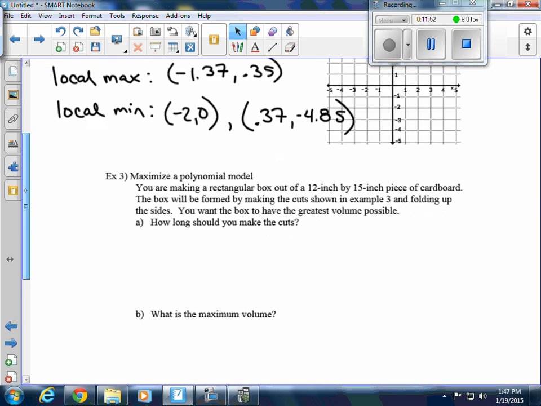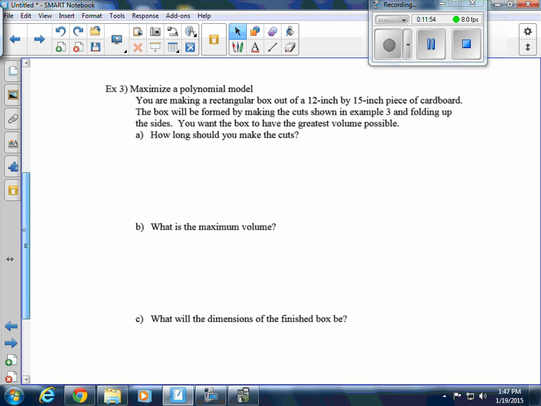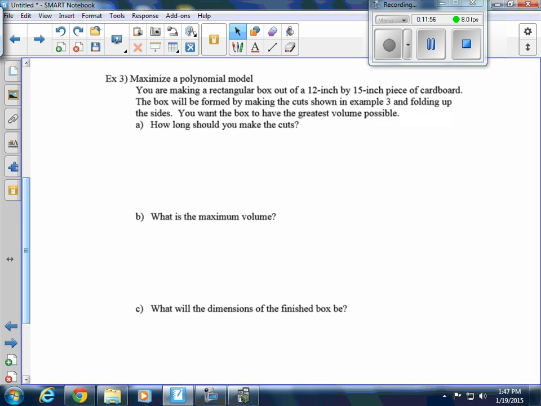In example 3, we're now going to look at a word problem. So we're going to be looking at making a rectangular box out of a 12-inch by 15-inch piece of cardboard. The box will be formed by making cuts and folding up the sides. You want the box to have the greatest volume possible. How long should you make the cut?